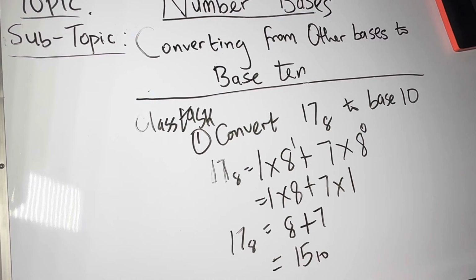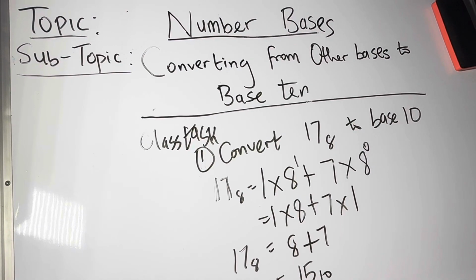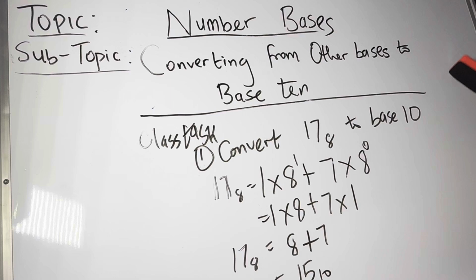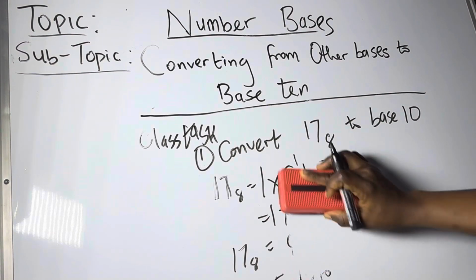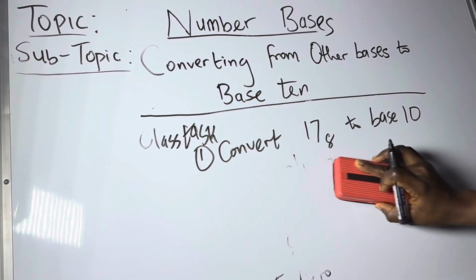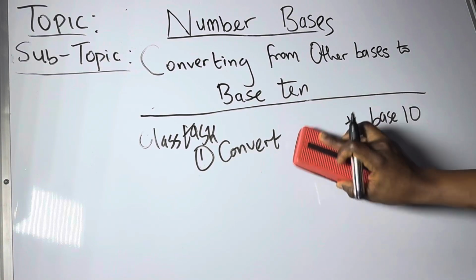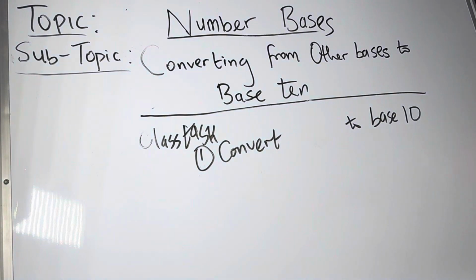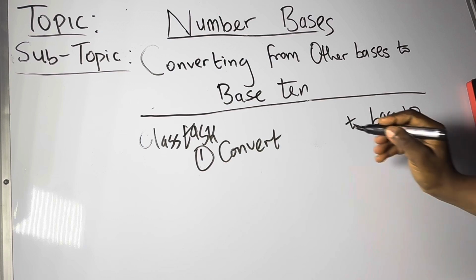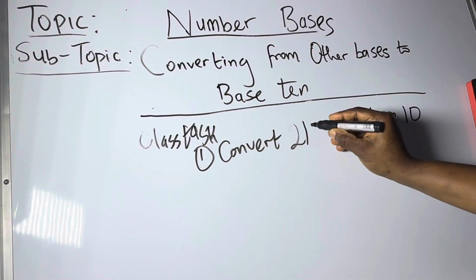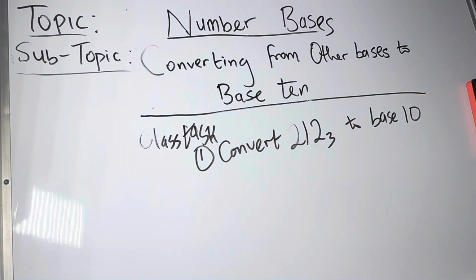Do you understand? Class task number 2. Convert 212 in base 3 to base 10. After the count of 10, I will solve the correction.